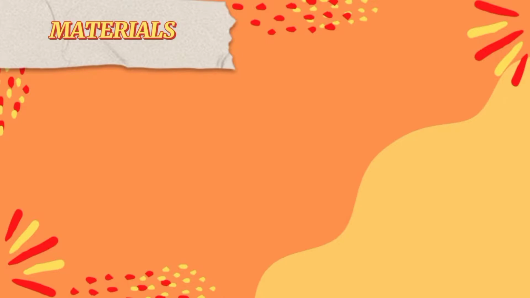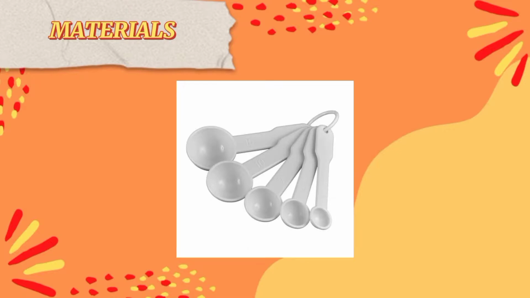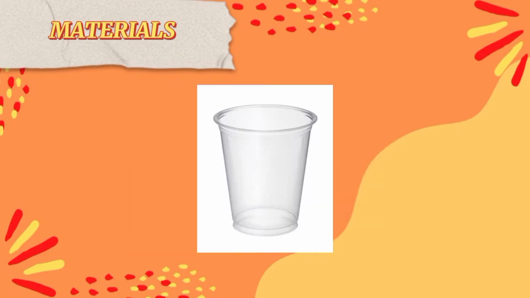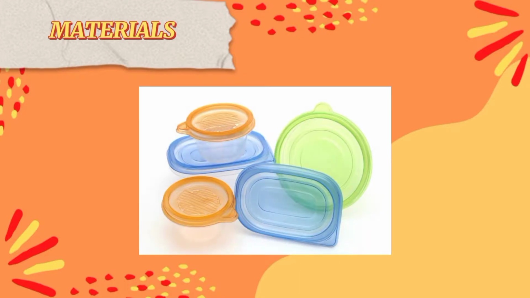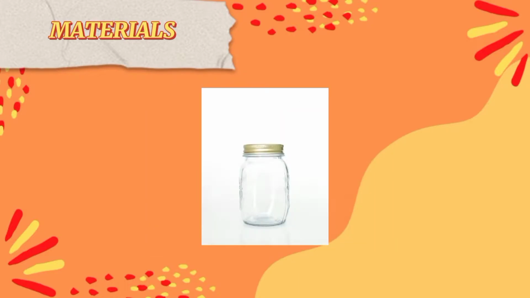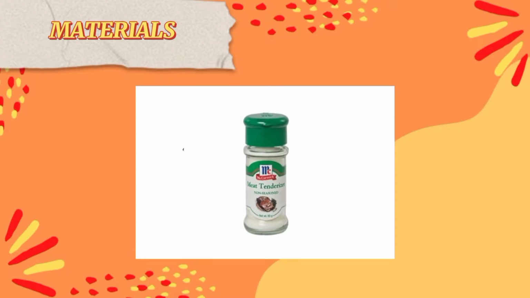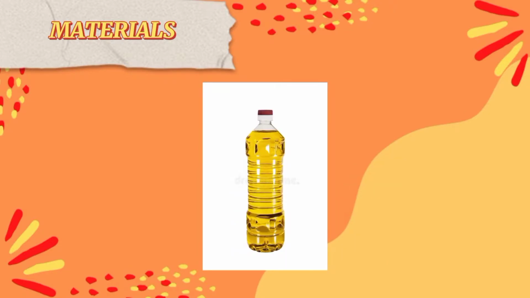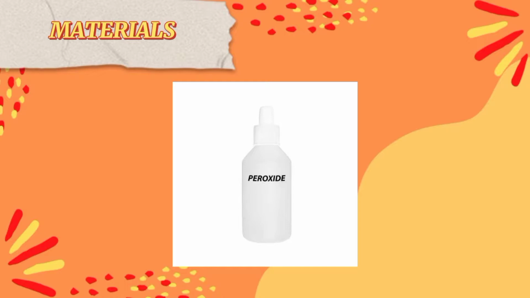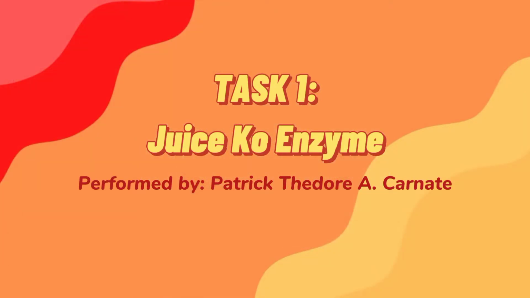The materials that will be utilized in the experiment are knife, fork, measuring spoon, stove, disposable cups, coffee or cloth filter, containers with food cover, cooking pan, cups or jars, apple, pineapple tidbits or chunks, meat tenderizer, onion, potato, fresh milk, water, cooking oil, white vinegar, hydrogen peroxide, and baking soda. For the procedures, without further ado, let us now begin.